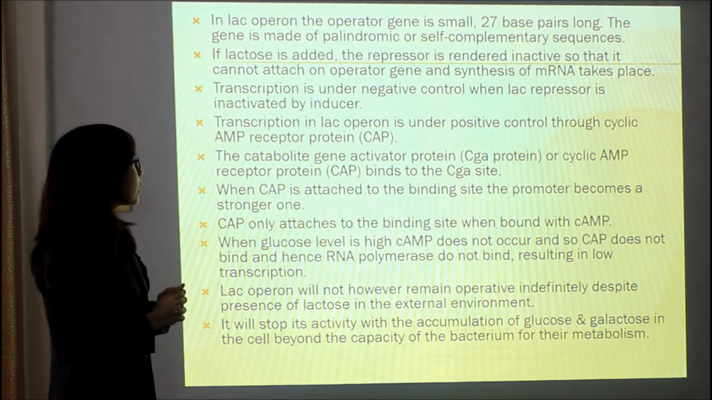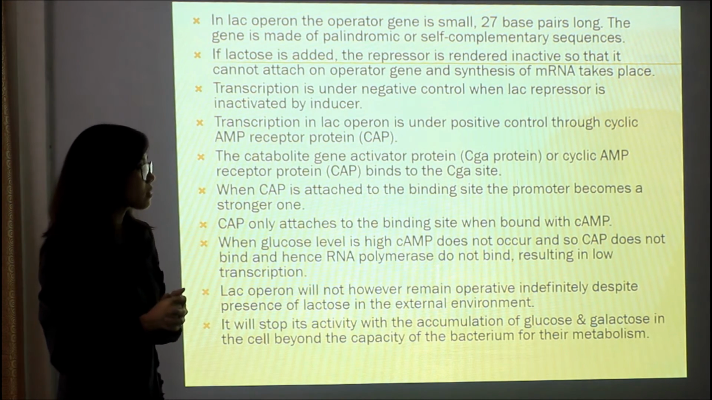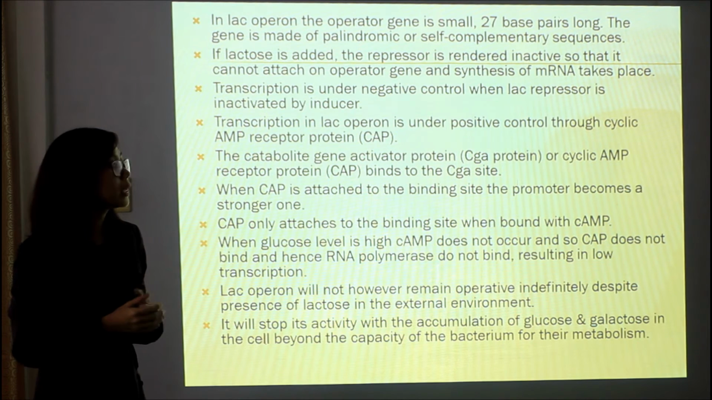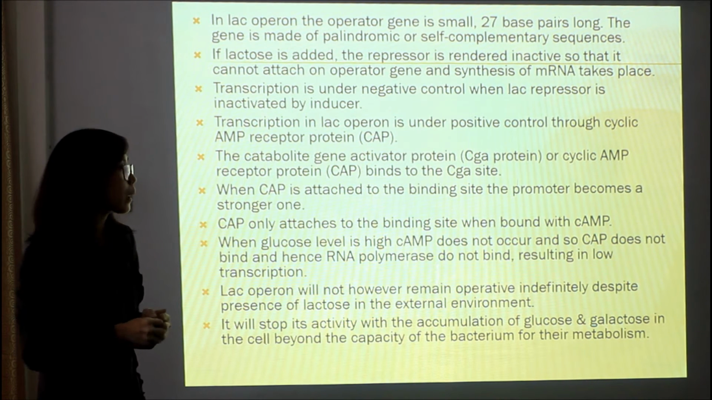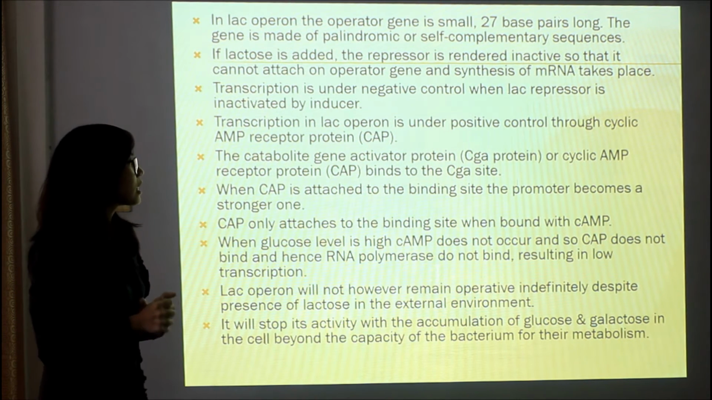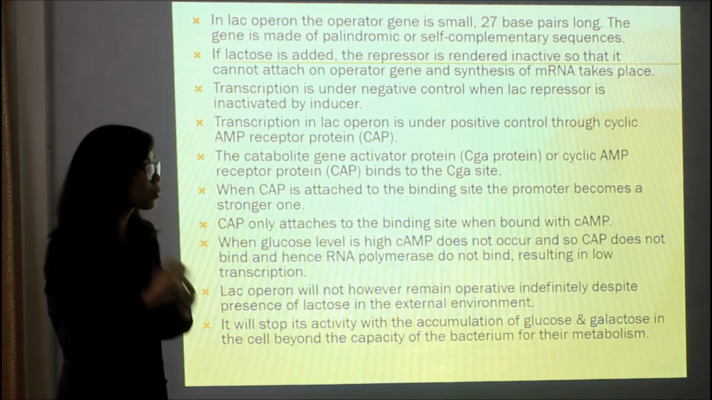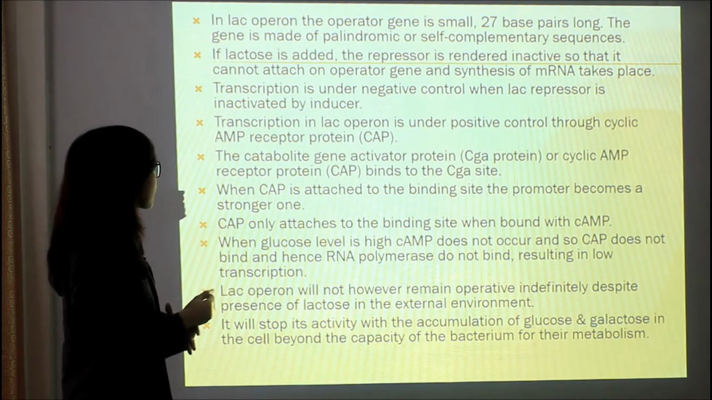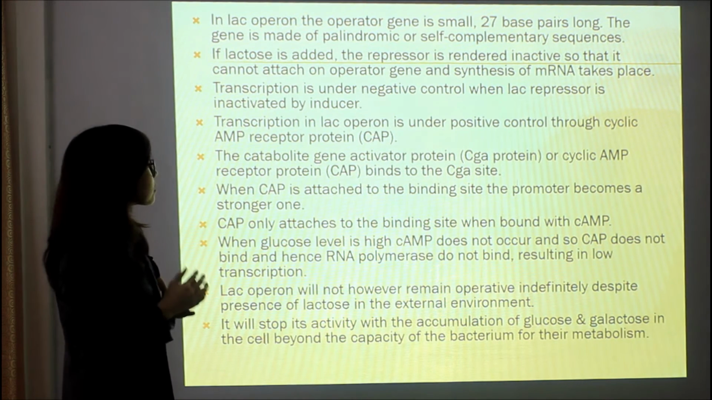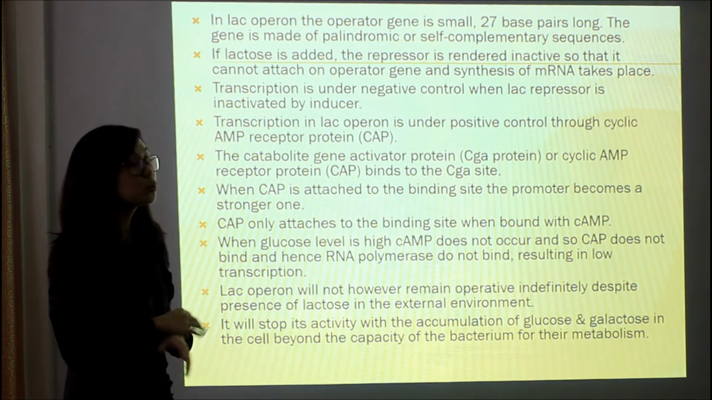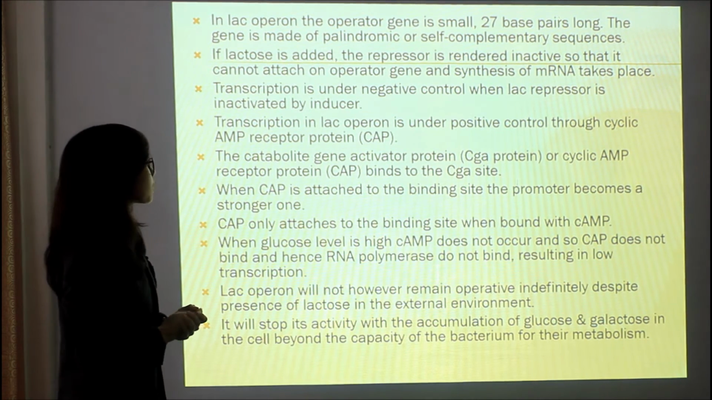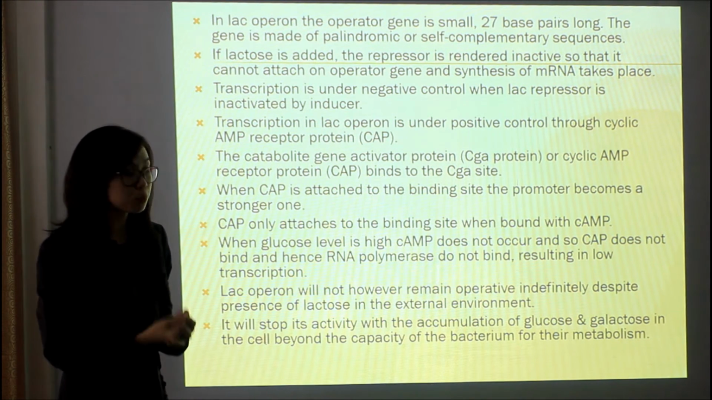CAP only attaches to the binding site when bound with cAMP. When the glucose level is high, cAMP does not form, and so CAP does not bind, and hence RNA polymerase does not bind, resulting in low transcription.